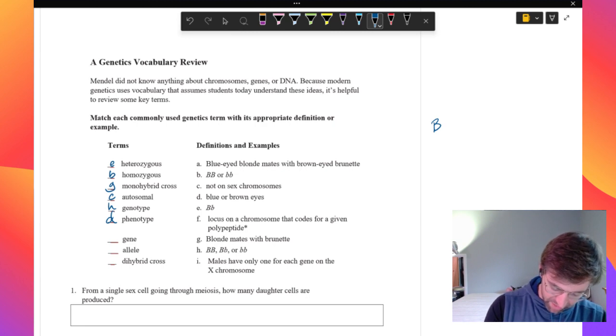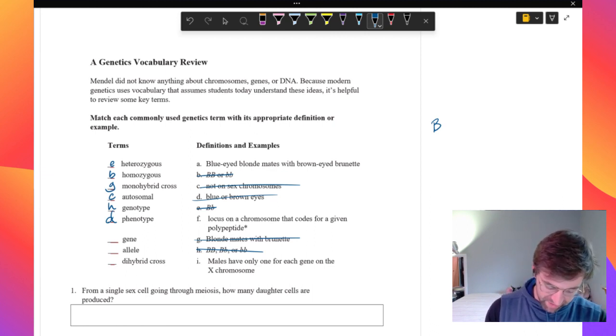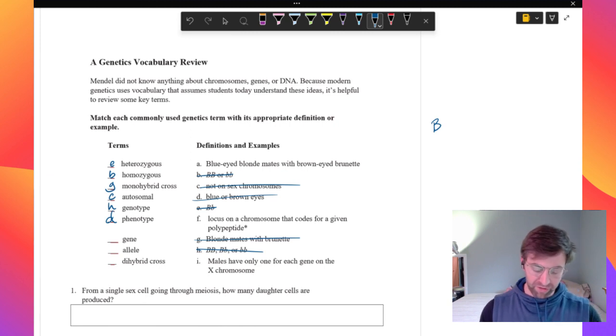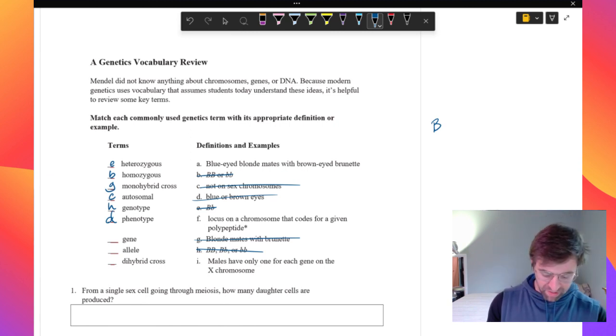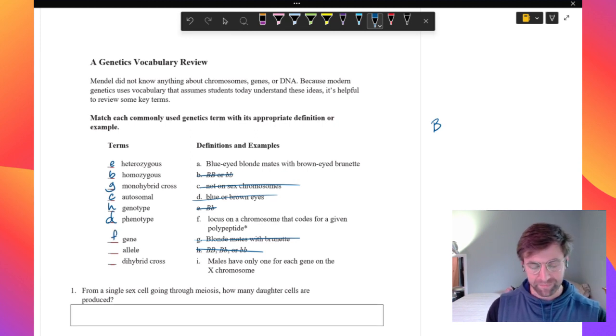So let's go ahead and see what we've gotten through. We've gotten E, B, G, C, through H, and D. A gene. Gene is genetic material, the genetic information, locus on a chromosome that codes for a given polypeptide. Remember the central dogma of biology is DNA transcribed into RNA, translated into protein. The gene is what codes for that.